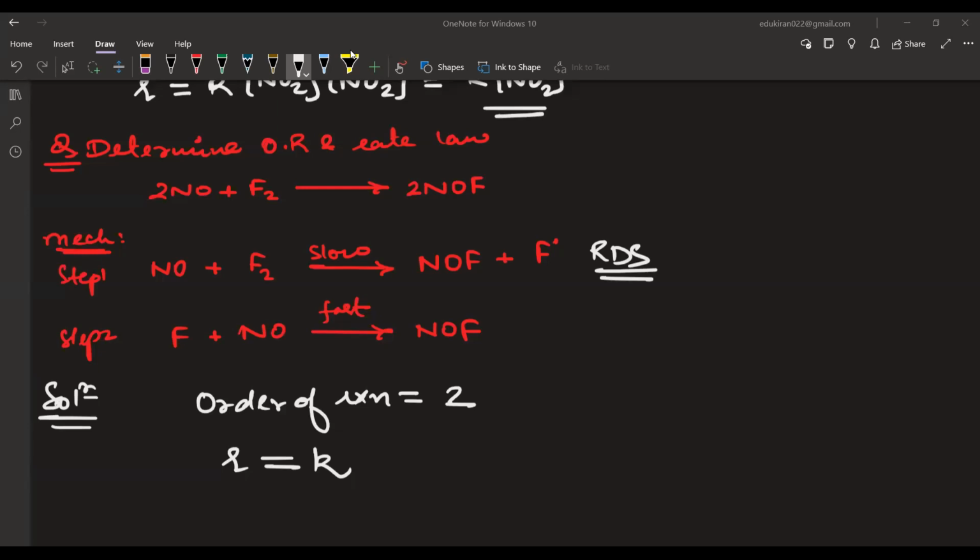Now you have to write the rate equation. So after K, what are you going to write? What is present here? NO and F2. And now please remember, not 2NO. Okay, please remember this. Yes, sir.